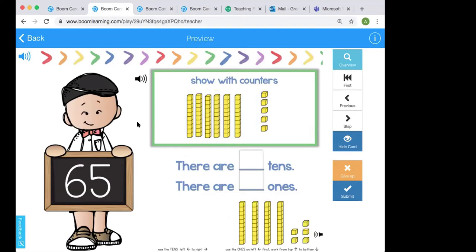Let's count all of these to see if we've got the correct number 65. 10, 20, 30, 40, 50, 60, 61, 62, 63, 64, 65. So there are 6 10s and 5 1s. Let's check.